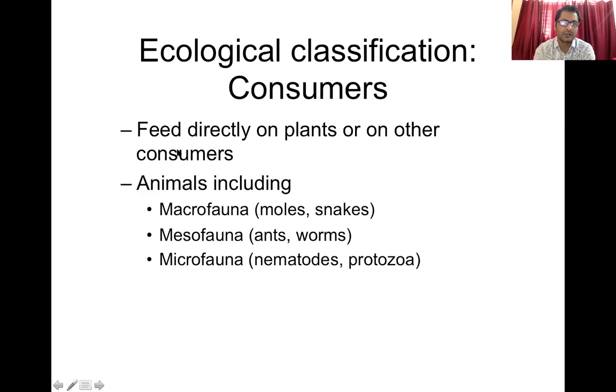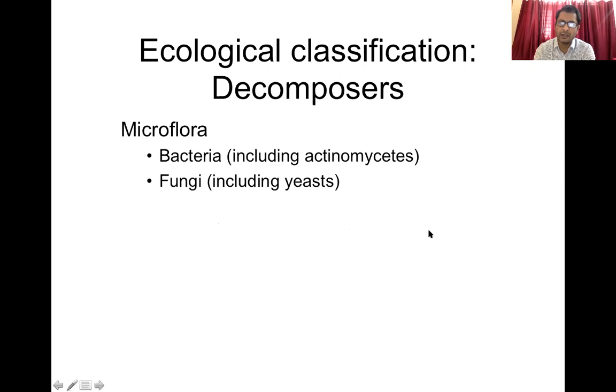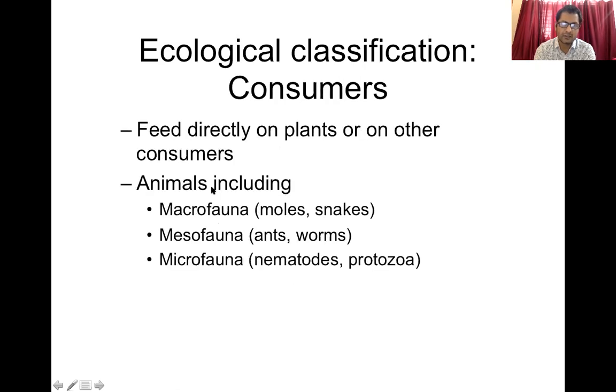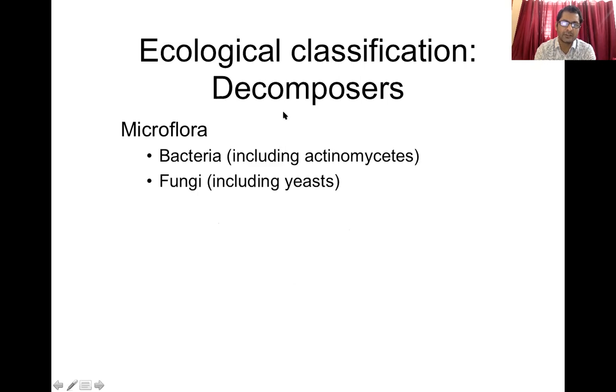Then the consumers. Consumers feed directly on plants or on other consumers. This includes animals like macrofauna, moles, snakes, everything which is larger animals, mesofauna, ants, worms, and the microfauna like nematodes and protozoa, and microflora like bacteria. So these are the consumers. And then the decomposers. Decomposers are microflora like the bacteria, including actinomycetes, and fungi, including yeast.